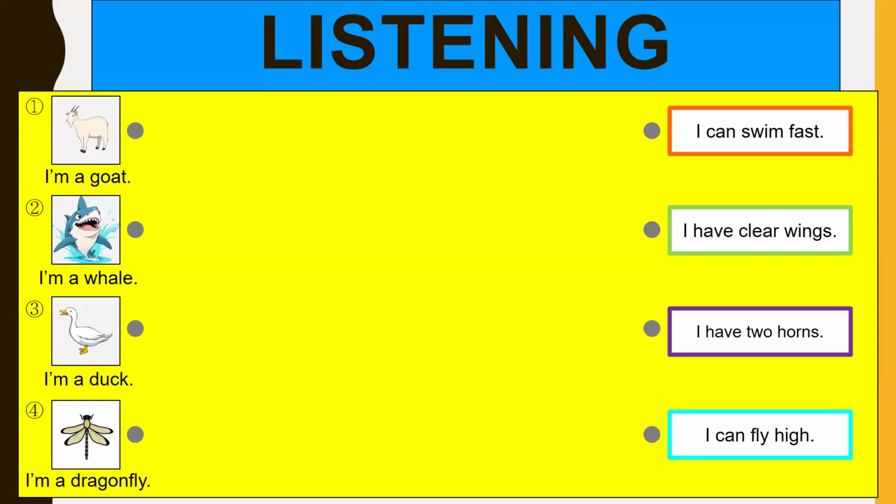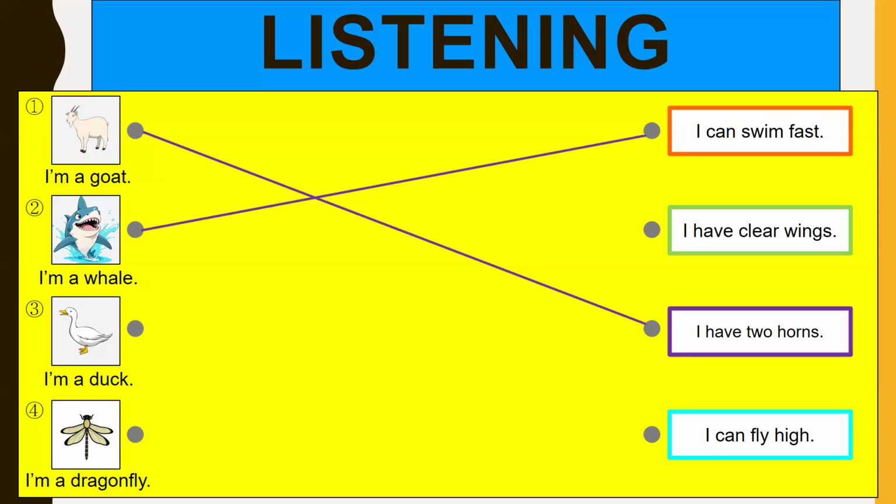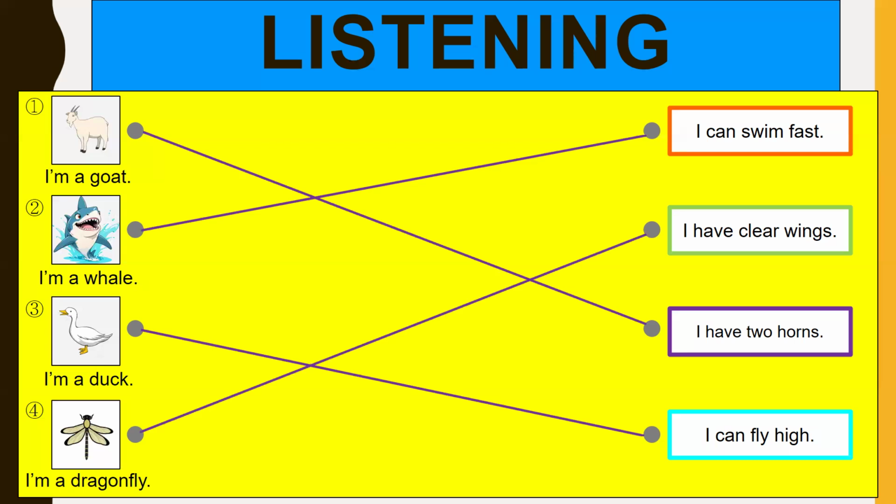Did you hear it well? Then let's check the answer. What's the answer of number one? I'm a goat. I have two horns. What's the answer of number two? I'm a whale. I can swim fast. What's the answer of number three? I'm a duck. I can fly high. What's the answer of number four? I'm a dragonfly. I have clear wings. Make sure you check it well.